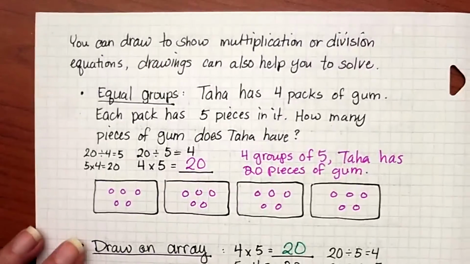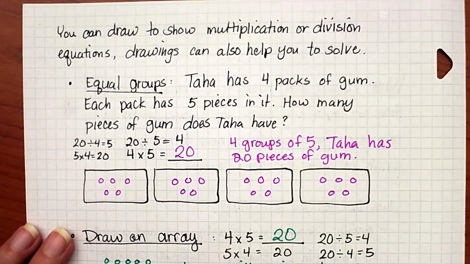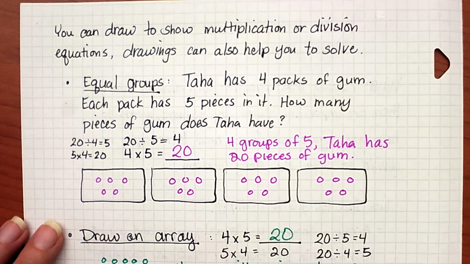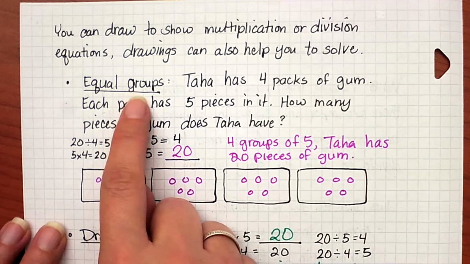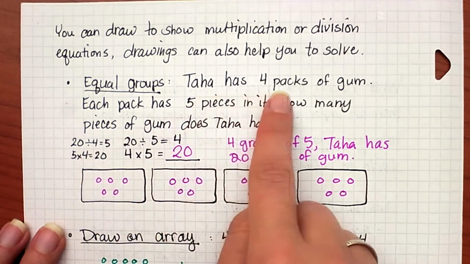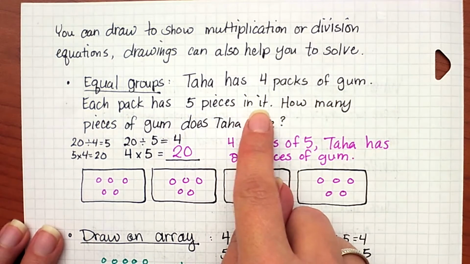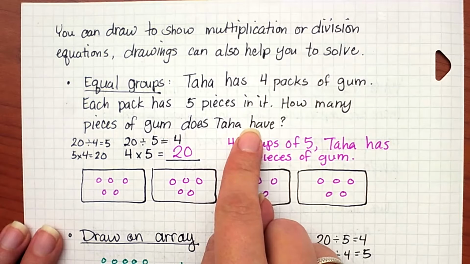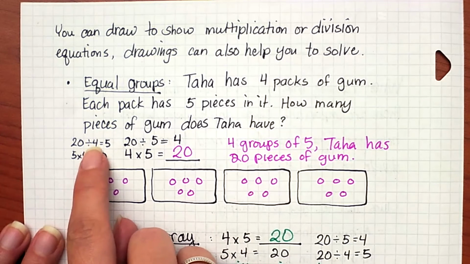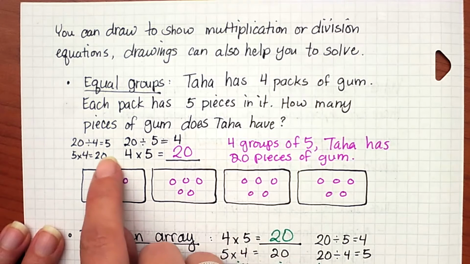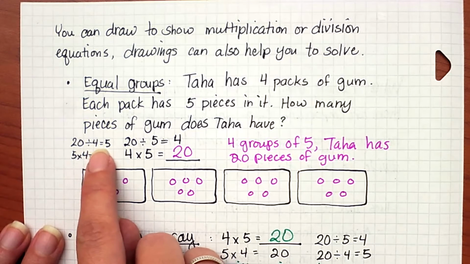So you can draw to show multiplication or division equations, and drawings are also really helpful when you go to solve because it helps you to see the problem. So if we're asked to find equal groups, if I said Taha has 4 packs of gum, each pack has 5 pieces in it. How many pieces of gum does Taha have? So I need to figure out what 20 divided by 4 equals. Now I'm going to use my related facts to help me figure it out. So 20 divided by 4 is equal to a number.